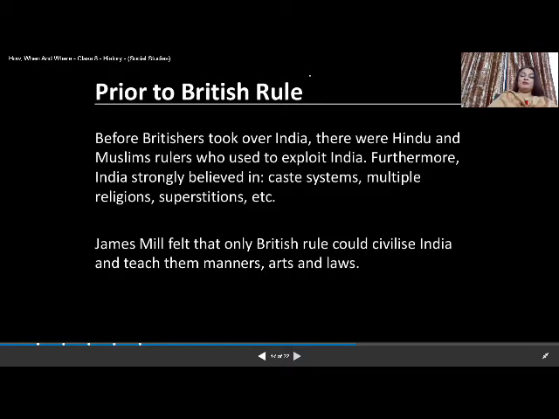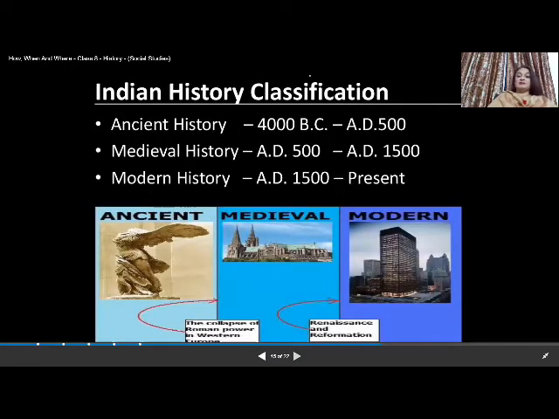James Mill felt that only British rule could civilize India and teach them manners, arts, and laws. So they think that India is uncivilized and they need to civilize India. But is that so? India is also known as the golden bird once upon a time, Sone ki chidiya.